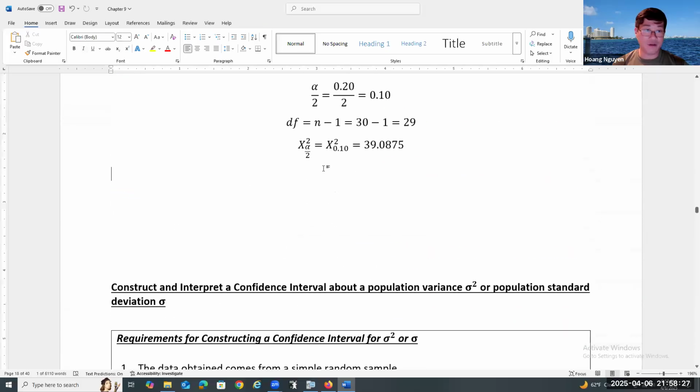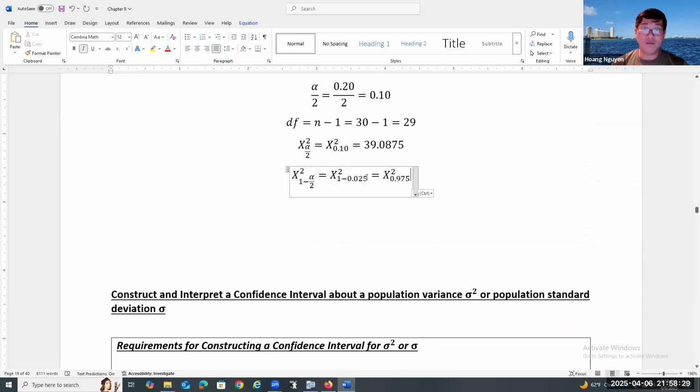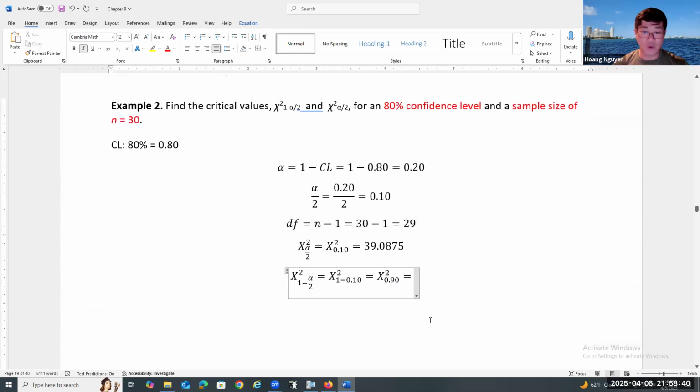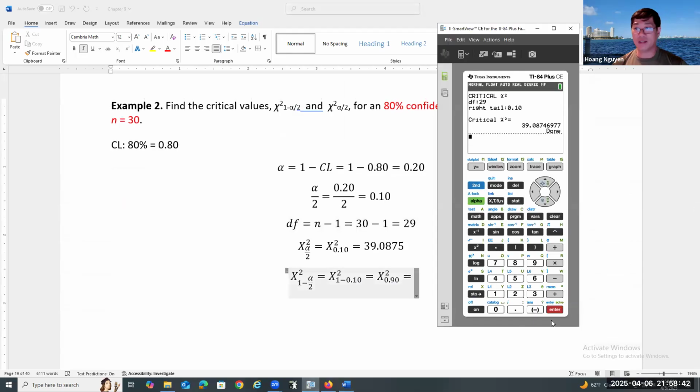Okay, so let's plug in the values of alpha over 2. So alpha over 2 is 0.10. So 1 minus 0.10 is going to give you 0.90, or 0.9. Now we're going to use the Math 200B program one more time so we can get the second critical value, the chi-square sub 1 minus alpha over 2. So I'm going to hit the enter key again, and then one more time.